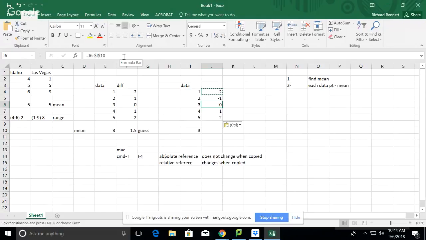Now notice here, if you look up in the formula bar, the I10 never changes, but the first number changes. Do you see that? So the I10 is an absolute reference. It does not change. The first number is what we call a relative reference. That changes. Now, if you had 100 data sets, I could have typed 1 minus 3, 2 minus 3, 3 minus 3. I could have done that.